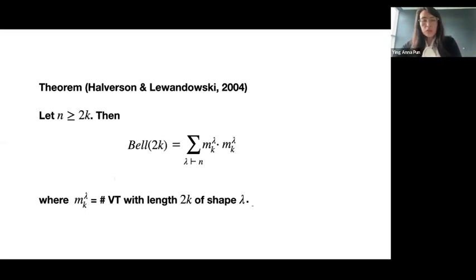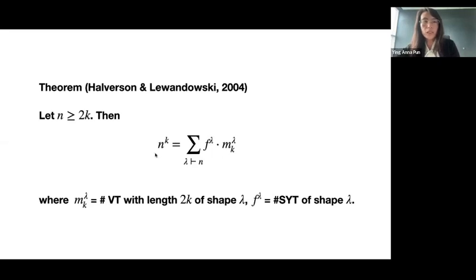All right, so what do we know about all these numbers? In 2004, there's a theorem saying that if you have the number of vacillating tableaux of length 2k with final shape lambda, and you square them and add them up, what you will get is the Bell number of 2k. So you can see the difference here. If you just change one of the M_k lambda to a standard Young tableau here, then you will get n to the power k. And that's a very nice combinatorial description of what these are.